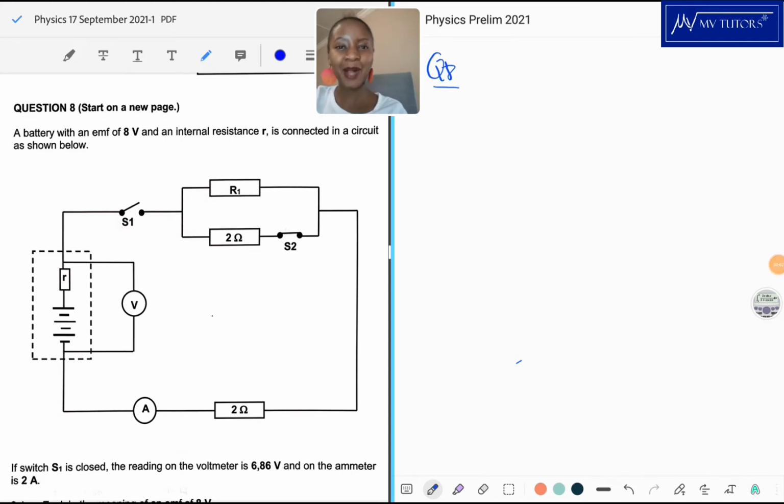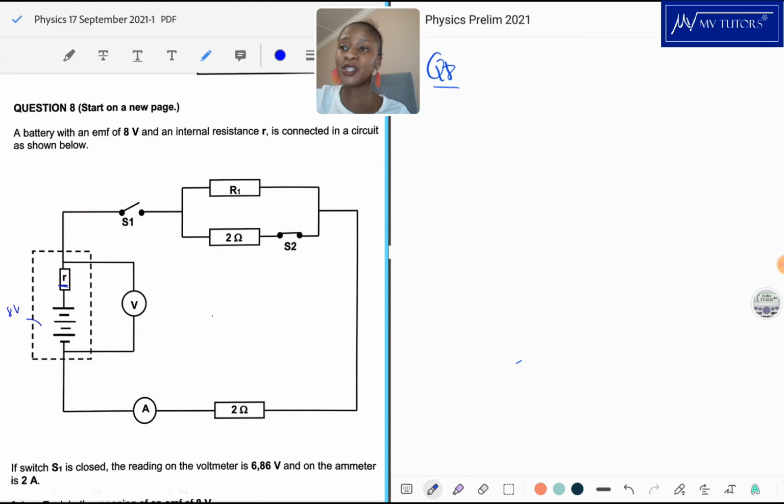I'm Tsulu and I'll be looking at question 8 with you guys from the prelim you recently wrote. Alright, so a battery with an EMF of 8 volts and an internal resistance R. So you see here, internal resistance R, and here you have 8 volts from the battery, is connected in a circuit as shown below.